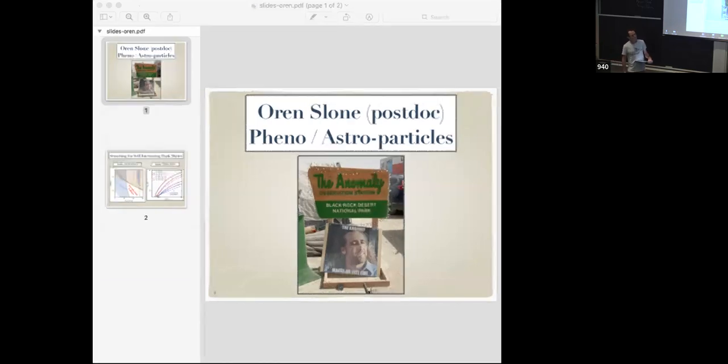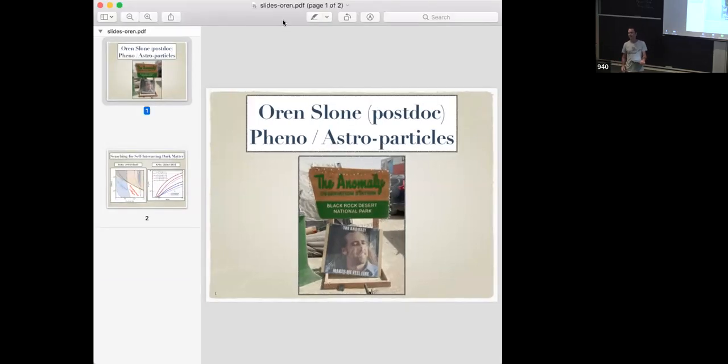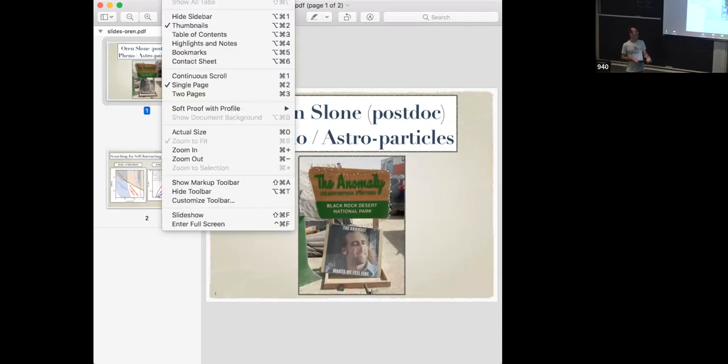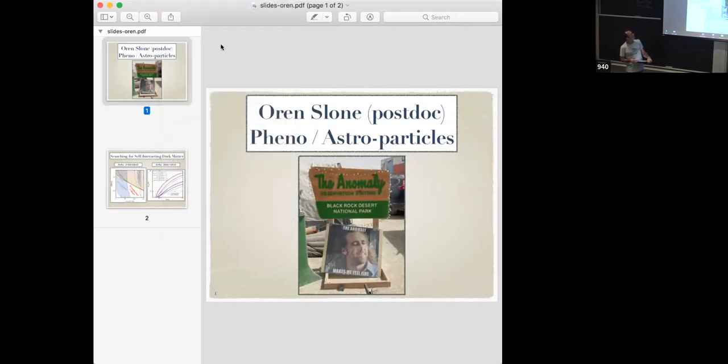Okay. So, hey, I'm Oren. I'm a postdoc here. And broadly, I work in phenomenology and astroparticles. So this is a picture that I took in Nevada in the desert. There's some observation station, and what you can see here, it says, the anomaly makes me feel fine. Right? This is Nicolas Cage.